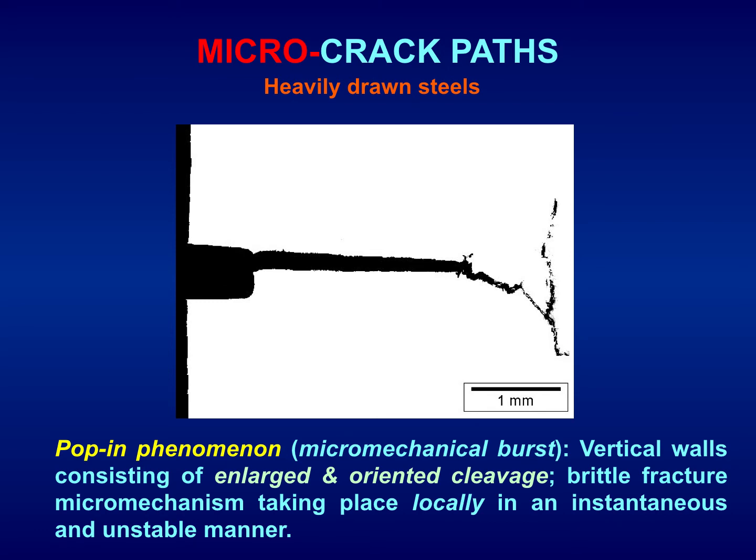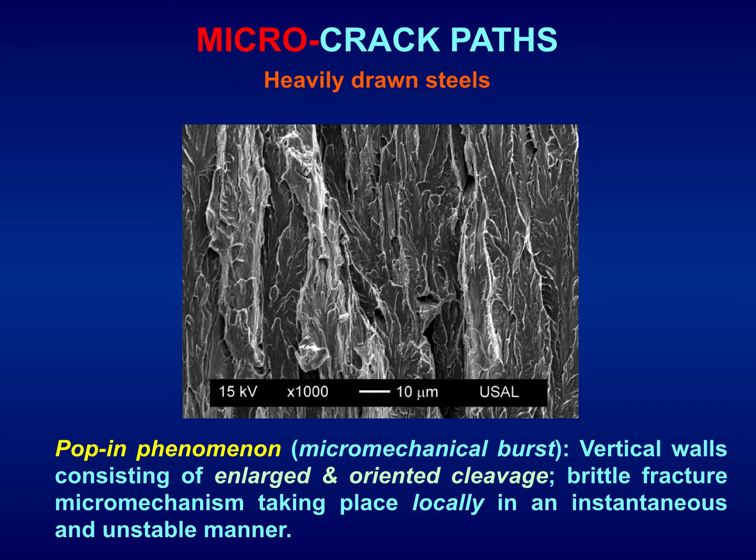This is a local instability, but with a subsequent increase of load, the pop-in phenomenon. This pop-in phenomenon, consisting of micromechanical bursts, is associated with heavily drawn steels with anisotropic fracture, and is associated with this enlarged and oriented cleavage, vertical walls of fracture, shown in this micrograph or fractograph.